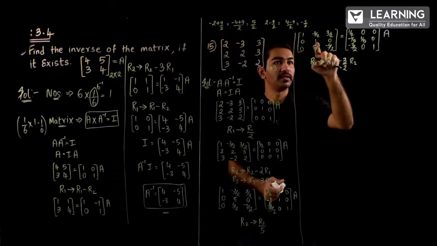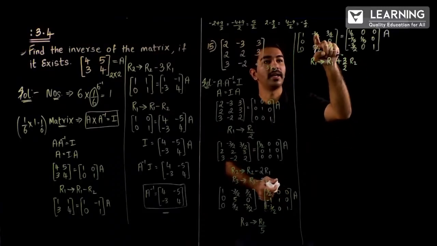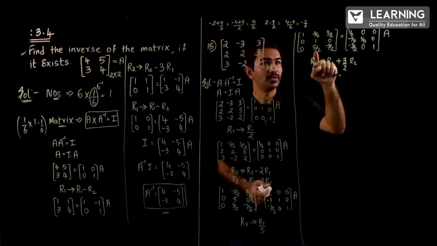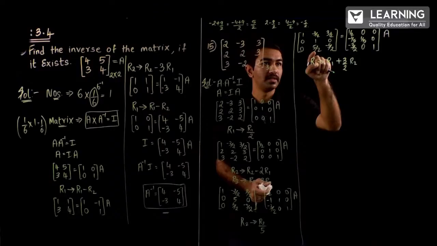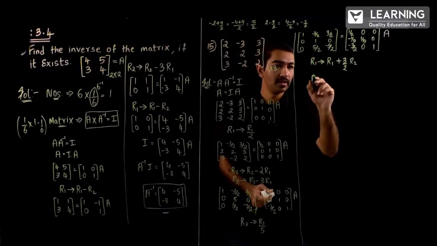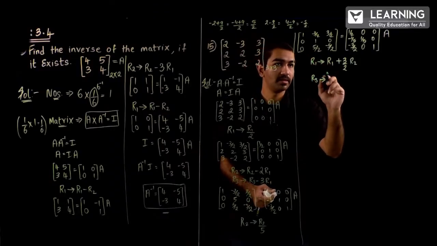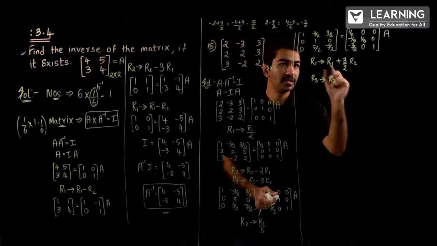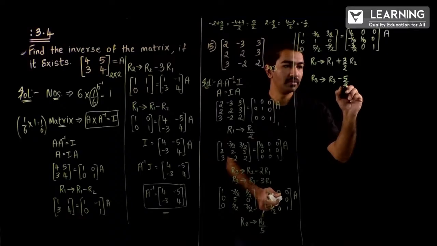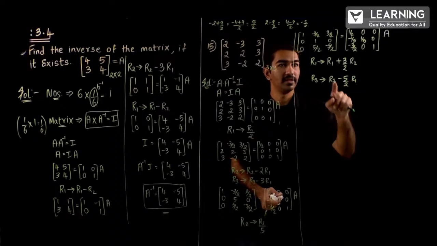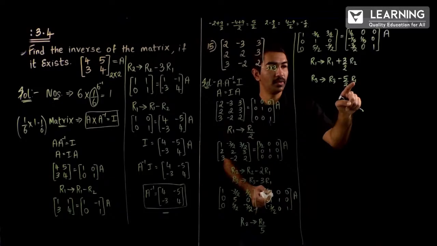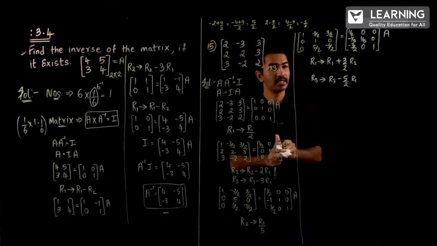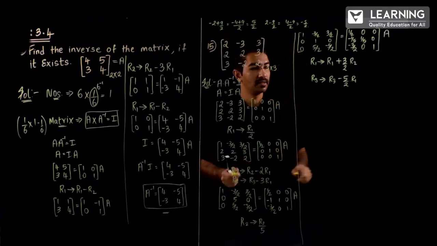3 by 2 into 1, that is plus 3 by 2. And here what do we have? Minus 3 by 2. So minus 3 by 2 plus 3 by 2 will give us 0. So this is becoming 0. Similarly for R3, R3 equals R3, so this is positive, right? Minus 5 by 2 plus 5 by 2 into what is R1? 1. So even this is becoming 0. So in the next, the matrix will look something like this.